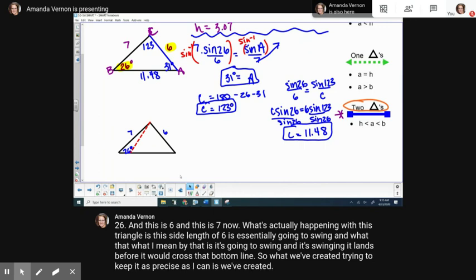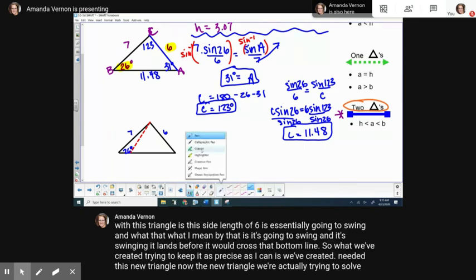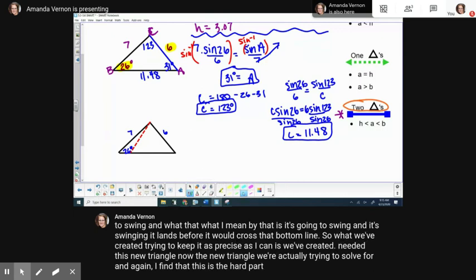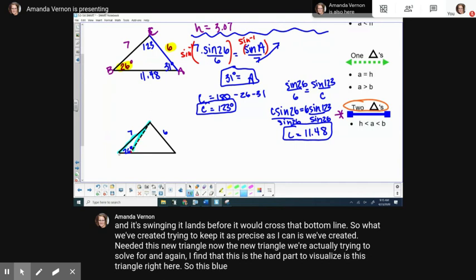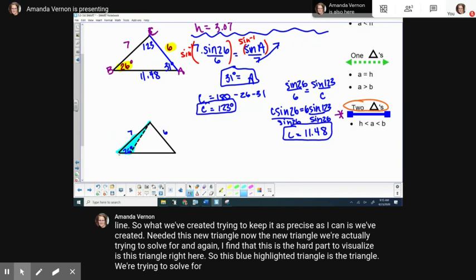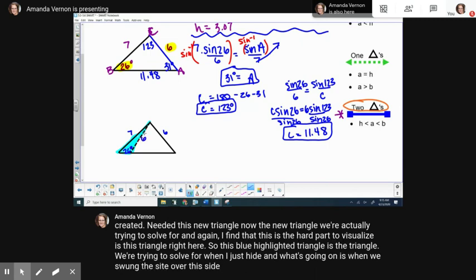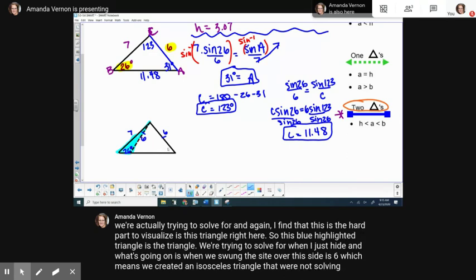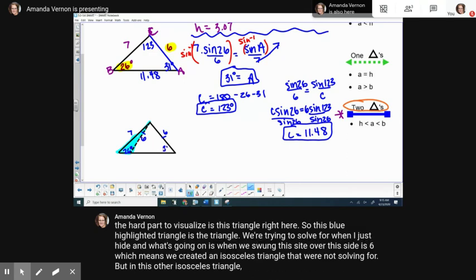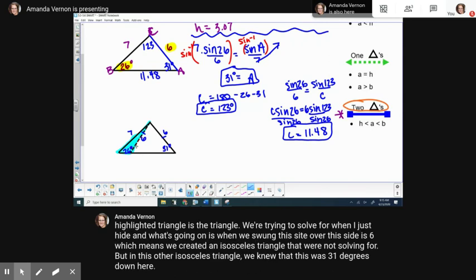Now, the new triangle we're actually trying to solve for, and I find that this is the hard part to visualize, is this triangle right here. So this blue highlighted triangle is the triangle we're trying to solve for. When we swung this side over, this side is 6, which means we created an isosceles triangle that we're not solving for. But in this other isosceles triangle, we knew that this was 31 degrees down here, which means this bottom angle over here is also 31 degrees.